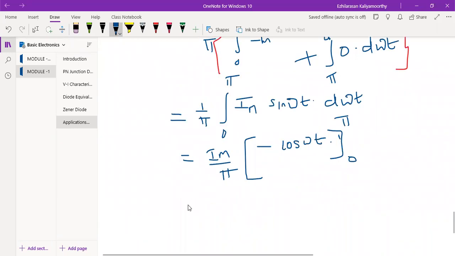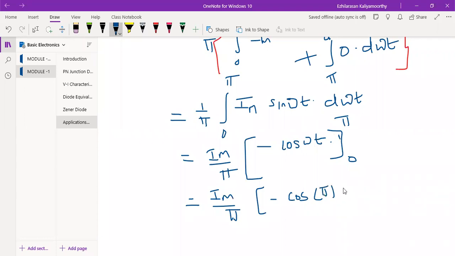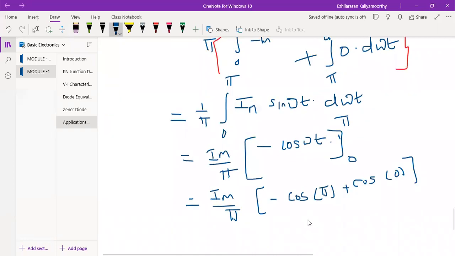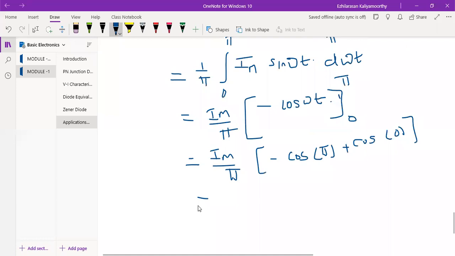Now you substitute this, what will happen? I m by pi, minus, that is, this is which value actually? It is the omega t value. First the upper limit is pi, so minus cos pi, minus of minus becomes plus, so cos of 0. From 0 to pi. So what will we get now?